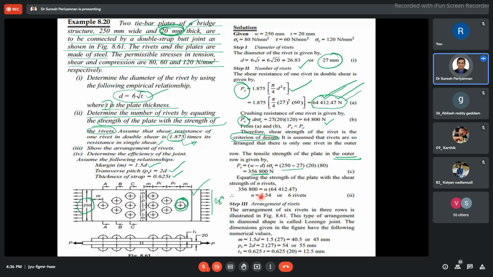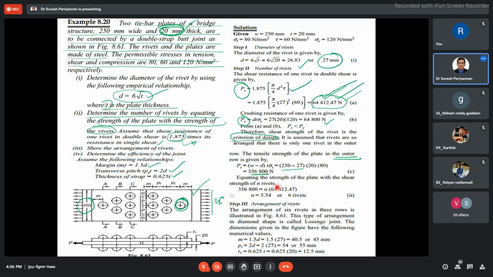5.54 rivets. Here you may think, sir, only 64 kilonewton is given, for example. This left hand side is 356 kilonewton, and the right hand side is 64 kilonewton only. Hence, we would like to share this load equally among all the rivets. Hence, how many rivets do we need? We are finding the number of rivets from this relation.